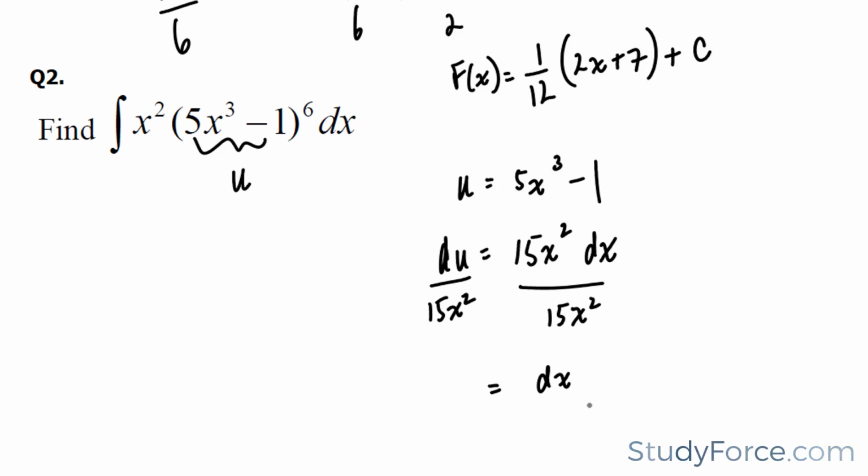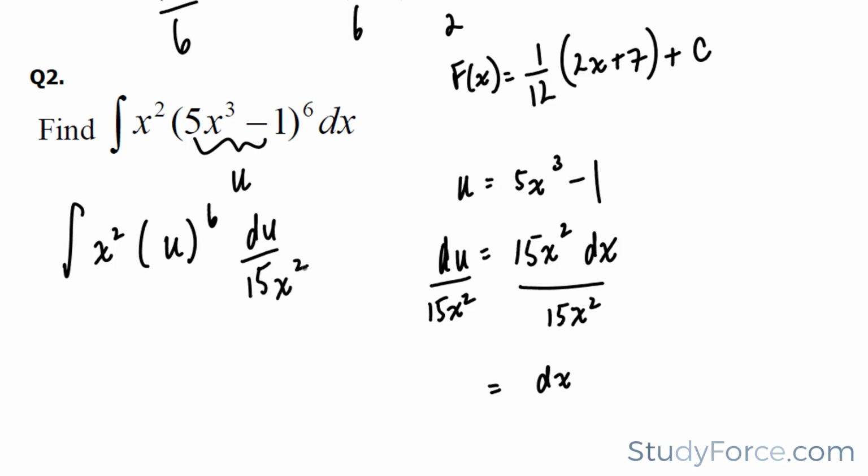And I can now apply that to my function where I have x squared times u to the power of 6, and I'm going to replace dx right here with du over 15x squared. Now the reason why that's ideal is because these two x squared terms will cancel out. And so we're left with a very simple integration problem. U to the power of 6 becomes u to the power of 7 over 7 times 1 over 15. Now don't forget this 15 that was there, plus c.